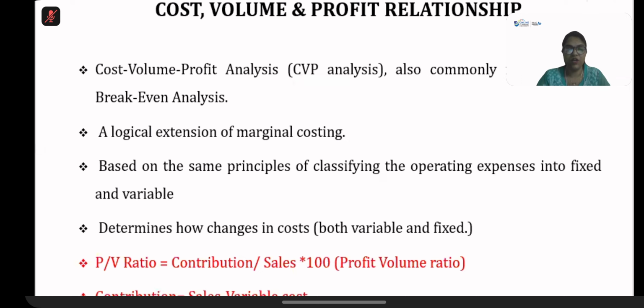Okay, so the formula that we use is PV ratio is equal to contribution divided by sales into 100. PV ratio is what? Profit volume ratio. And the formula to calculate contribution is sales minus variable cost. Okay, clear?